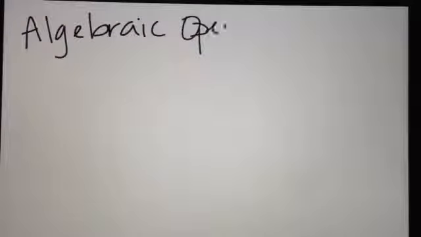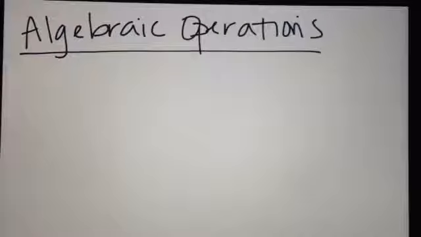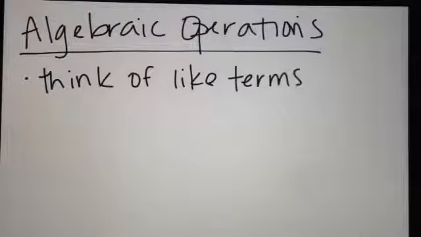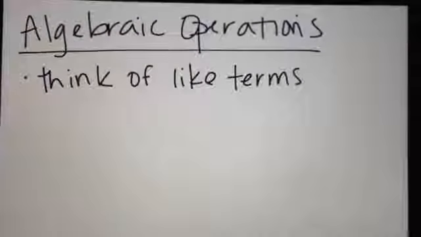All right, next we're going to do some algebraic operations with these. I'm not going to give you a list of things to think about. This is going to work out about as you'd expect based on your math history. But one little hint is to think of like terms.